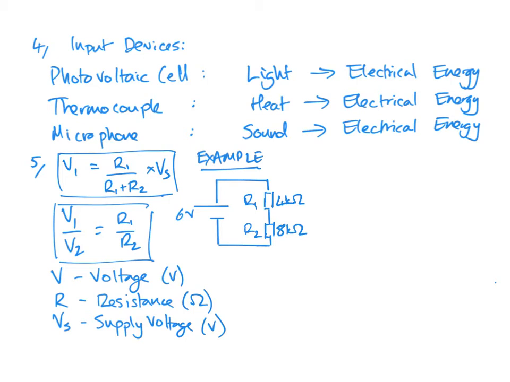What does the question say? So in the question we're told Vs is 6 volts, R1 is 4 kilo ohms. In actual fact, you can leave them as kilo ohms in these questions because you're always dealing with ratios, and as long as they're in the same units, it doesn't matter.